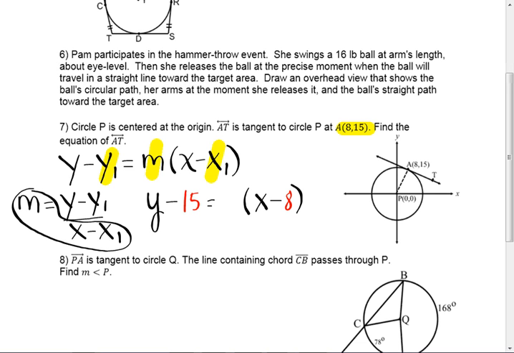You need to find the slope. But here's the deal. I want the slope of this line. First question is, can you find the slope of that line? Do you remember how to find slope? It's rise over run. Okay, so it's 15 minus 0 over 8 minus 0. So the slope of this line is 15 over 8.